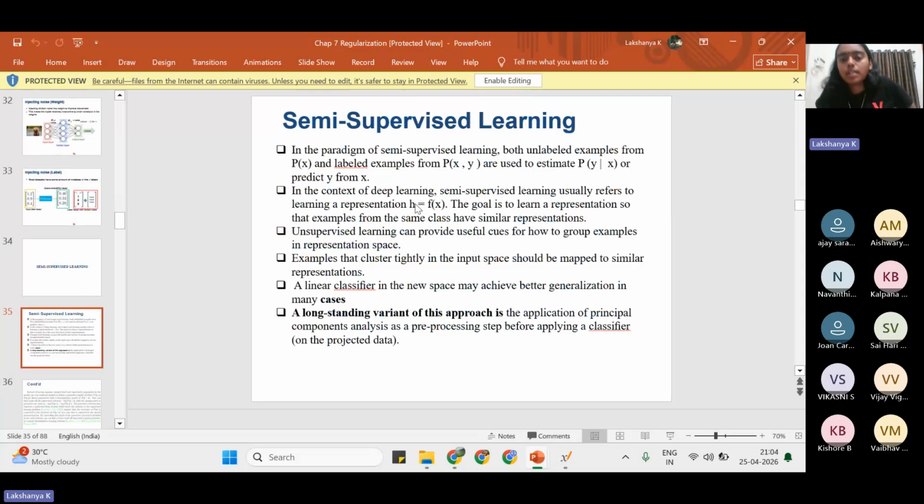Semi-supervised learning is... so supervised learning, we all know, right? You have input output pairs, and then your model predicts some output, and then you compare the predicted output versus actual output. You have a loss function. You update your weights based on the loss function, and so on and so forth.